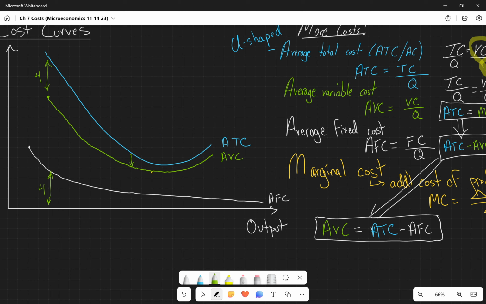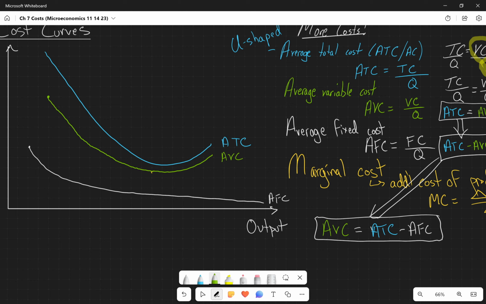Let's get rid of all this mucky muck. Okay. All right. So our average variable cost curve lies below the average total cost curve the whole time, and it's typically U-shaped and upward sloping. And the height of the average fixed cost curve is the distance between the average total and average variable cost curve.